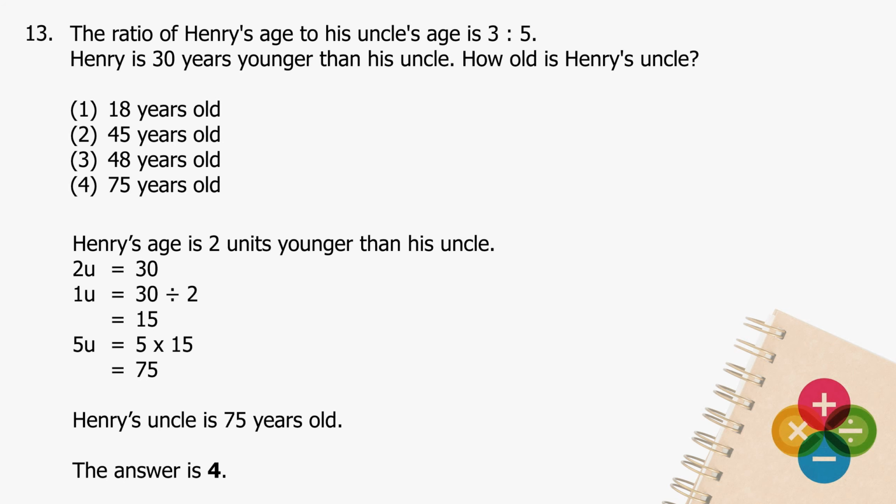Henry's age is 2 units younger than his uncle. 2 units is equal to 30. 1 unit will be divide 30 by 2, and the quotient is 15. 5 units will be multiply 5 by 15, and the product is 75. Henry's uncle is 75 years old. The answer is 4.